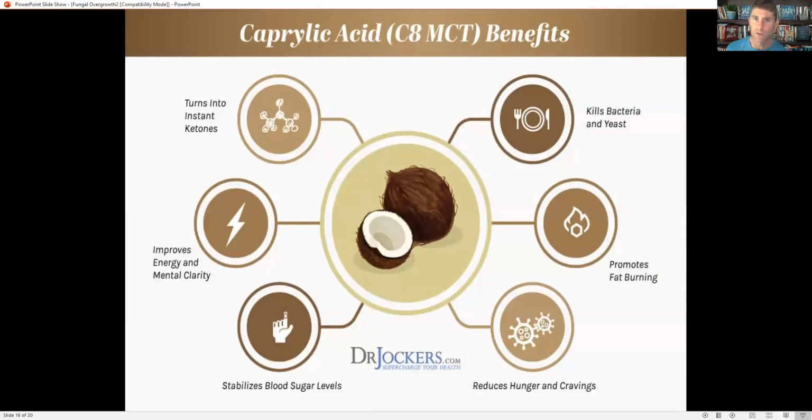Caprylic acid. This is your C8 MCT oil, which you find from coconut oil. It is very antifungal, anti-yeast as well. And you can also just take a straight C8 MCT oil, and the benefit of that is it's very good for stabilizing blood sugar, turns immediately into ketones, which is great fuel for your brain. And those ketones will help turn down the inflammation. They turn down the inflammatory dial in your brain as well, which will give you better energy and mental clarity, will reduce your hunger and cravings, help you function and feel better.